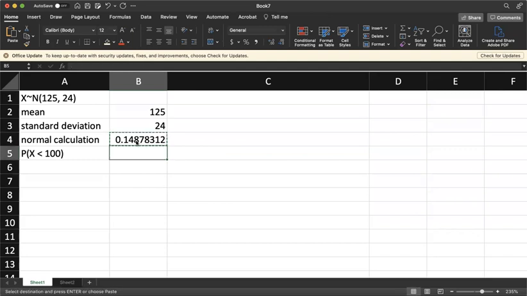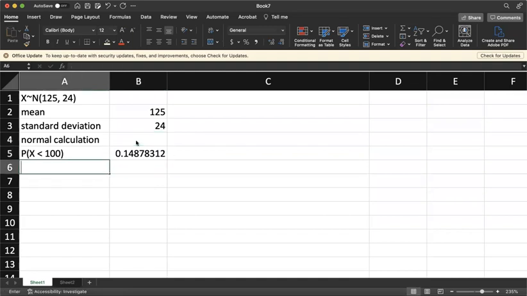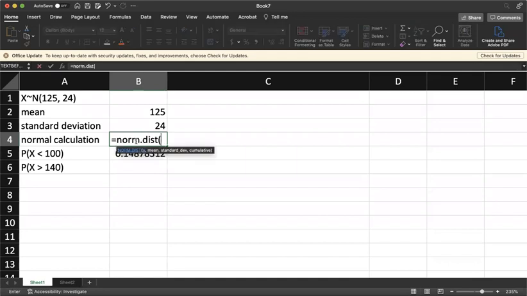So this actually is the exact thing we want right here. So now let's look at the probability of X being greater than 140. Now this is where the normal calculation has a problem. So we're going to do norm.dist and we're going to say, okay, we want 140. We have our mean, we have our standard deviation, we have true. So this gives us the value in the problem, the mean, standard deviation, true.